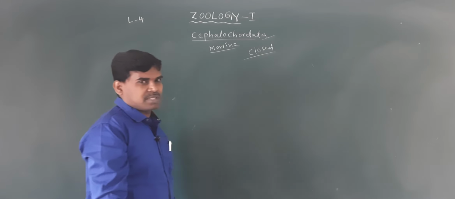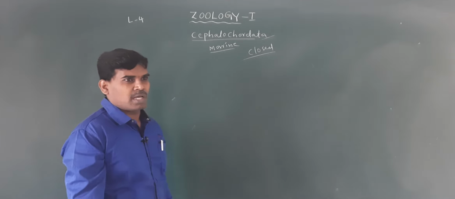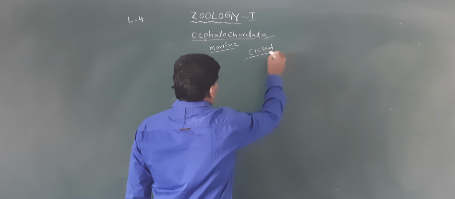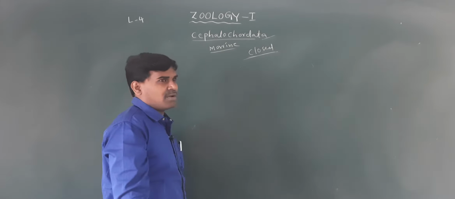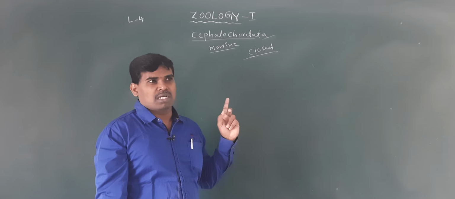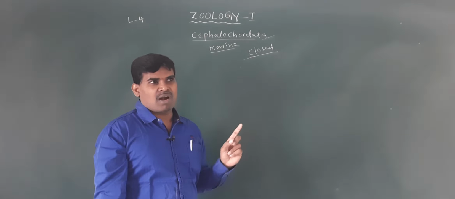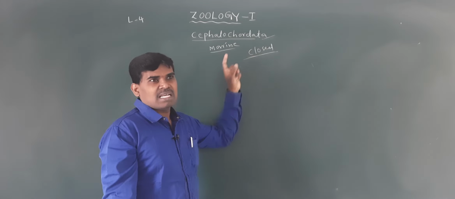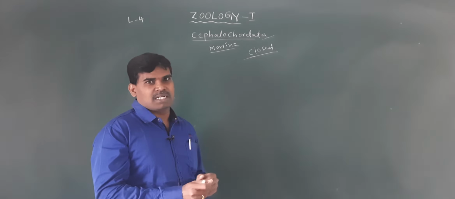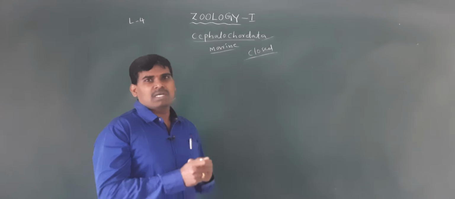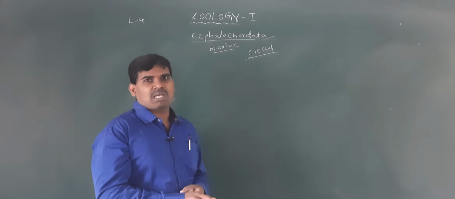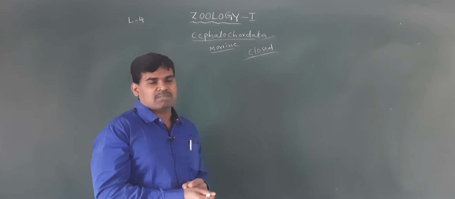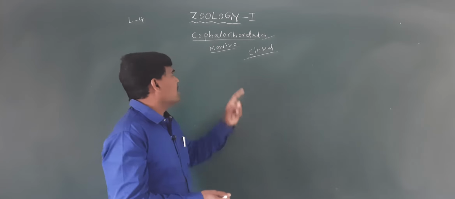Closed type of circulation. These are marine water animals, and gill slits are present. The gill slits number six to several pairs. They respire with the gill slits.